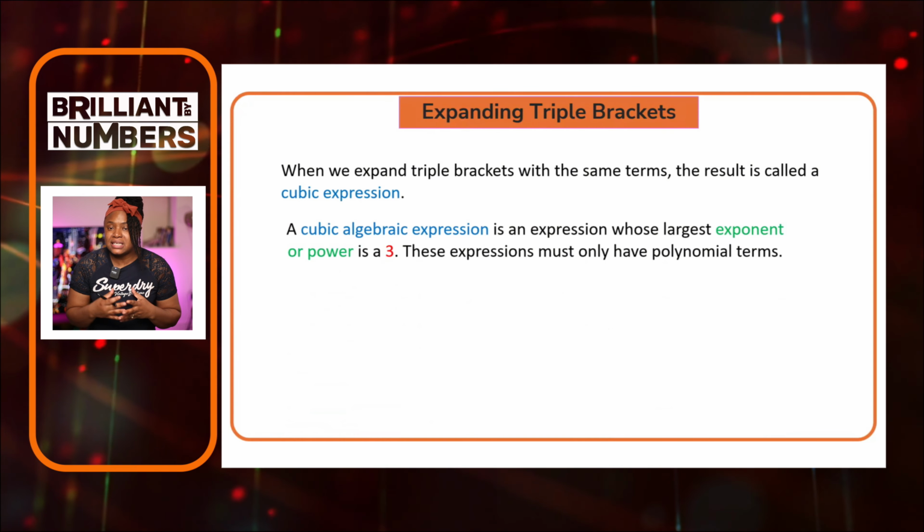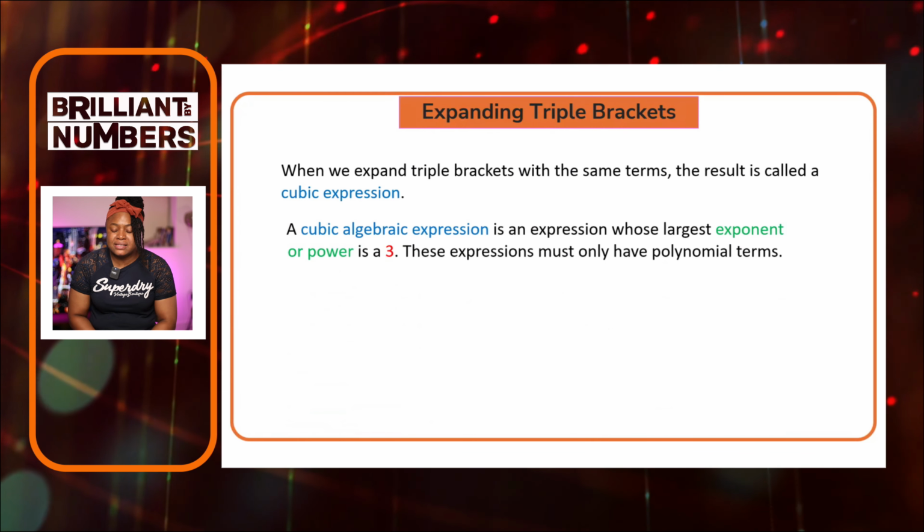Now, a cubic expression is an expression whose largest exponent or power is a cube. Now, you should have watched part 2 of this lesson, where you would have seen us expand double brackets, and we talked about the fact that once we expand double brackets, the highest power would be a square, hence the expression is called a quadratic. Now, because we're expanding 3 brackets, now the highest power is going to be a cube, so it's called a cubic expression. Now, these terms must only have polynomial terms.